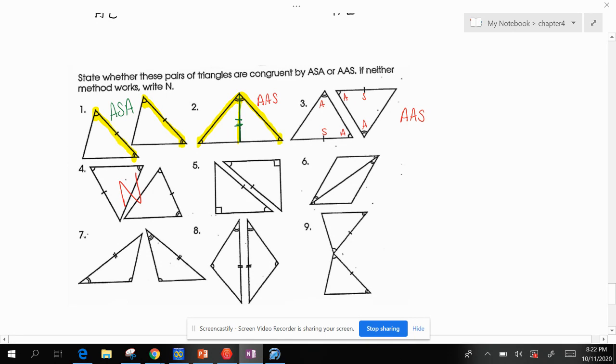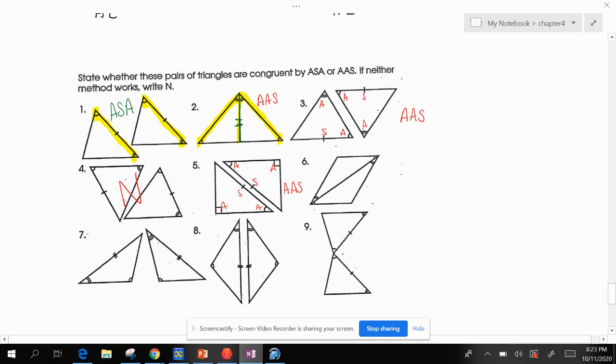All right, what do you think for number 5? Maybe some of you immediately thought hypotenuse leg because you have a right angle. Yes, but remember, your legs are the sides coming off of that right angle, and they are not tallied in this example, and they are not tallied for the other triangle either. So it can't be hypotenuse leg. Instead, I have an angle, nothing, an angle, a side. Angle, nothing, angle, a side. So this is angle, angle, side.